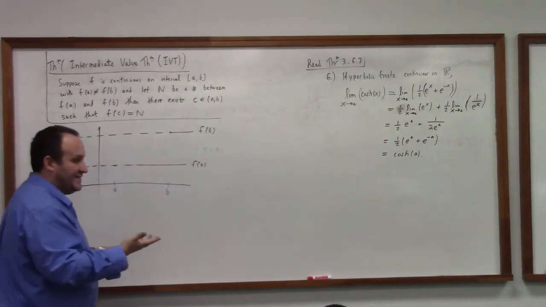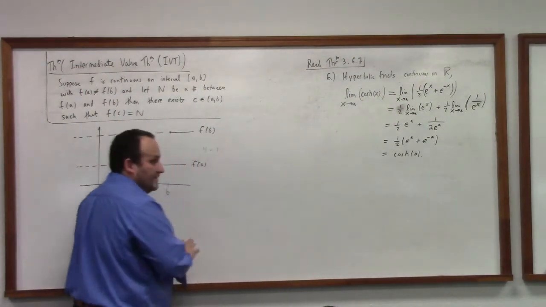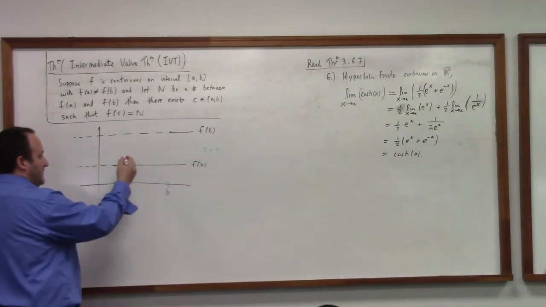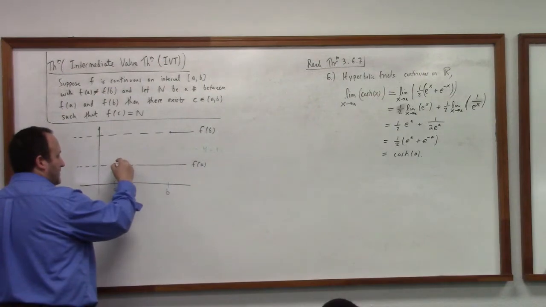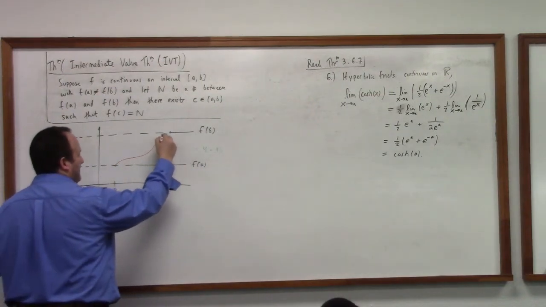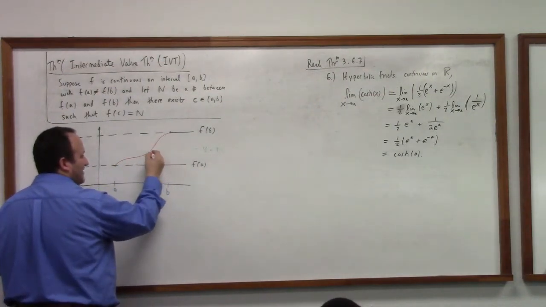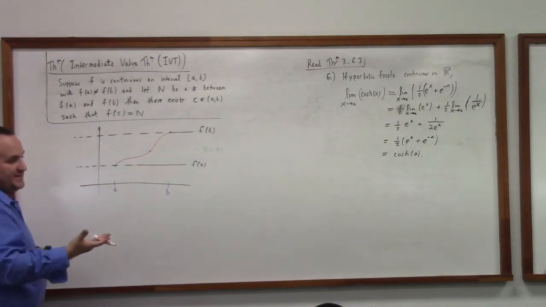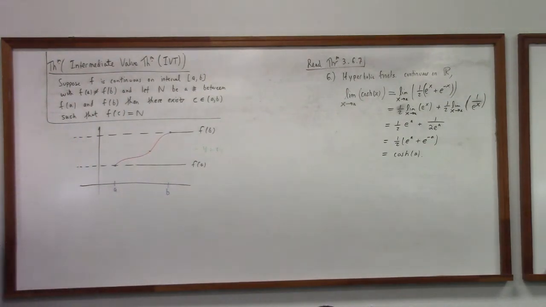What does this theorem say? It says that if the function's continuous, then of course, as you draw the graph without lifting your pen, you have to somewhere hit that, right? I'm justified in saying that because a to b is a connected domain. So this is the intermediate value theorem.